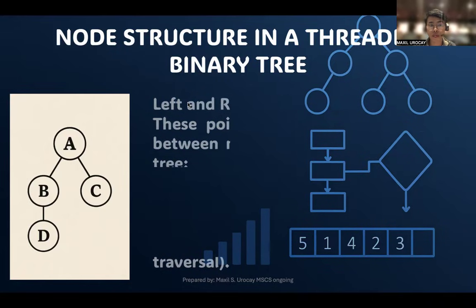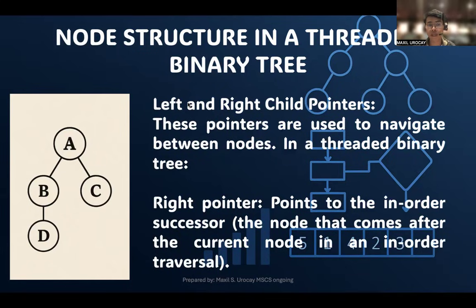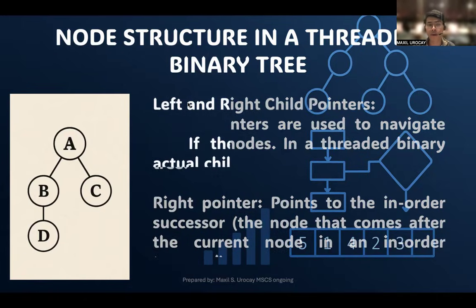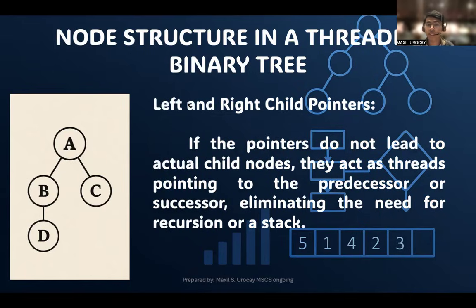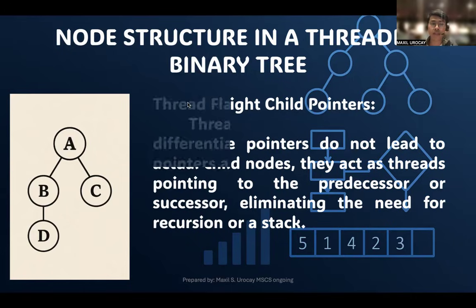Then afterwards, there will be the right child pointer. The right pointer points to the in order successor, the node that comes after the current node in an in order traversal. We'll begin to work on that as well. So if the pointers do not lead to an actual child node, they act as pointers to the predecessor or successor, eliminating the need for recursion or a stack. So we'll begin to see that here.